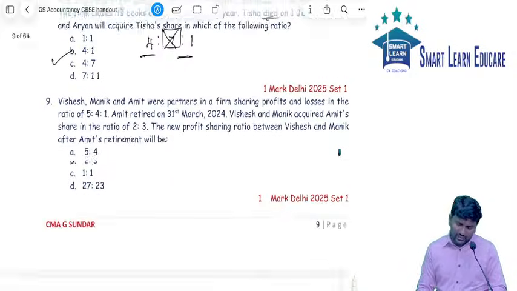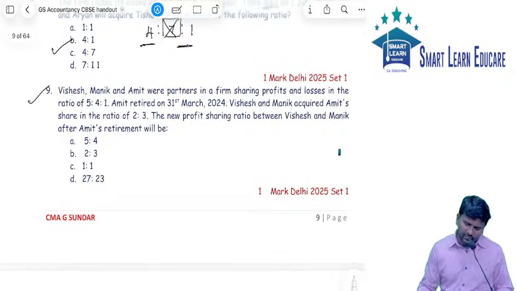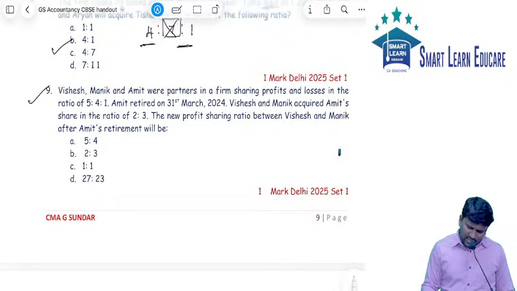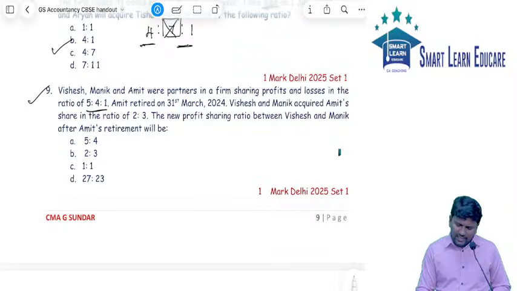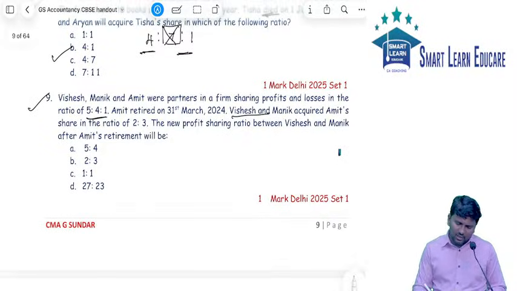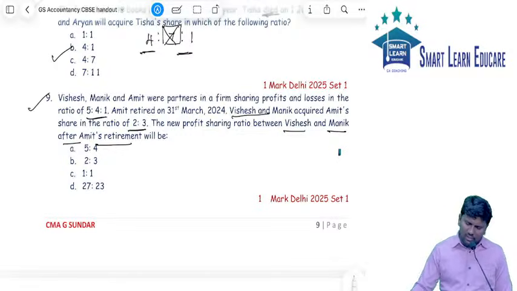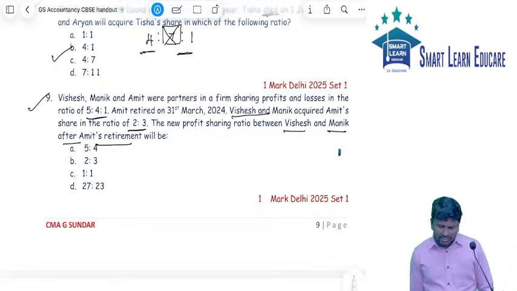Next one, question number 9. We, M, A were partners in a firm sharing profits and losses in the ratio of 5:4:1. A retired and V and M acquired, means purchased, her share in the ratio of 2:1. The new profit sharing ratio between V and M after A's retirement will be what? They are asking. So quickly try this.